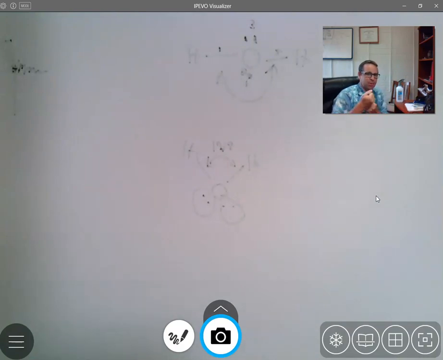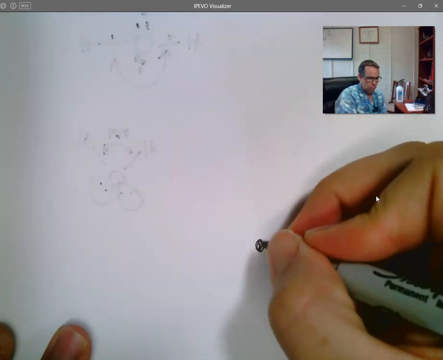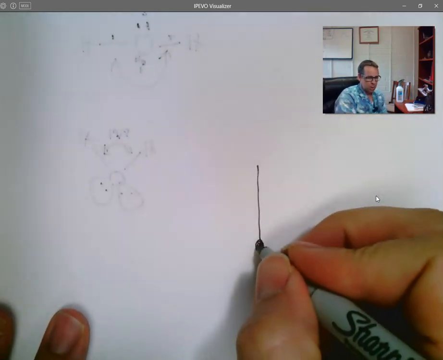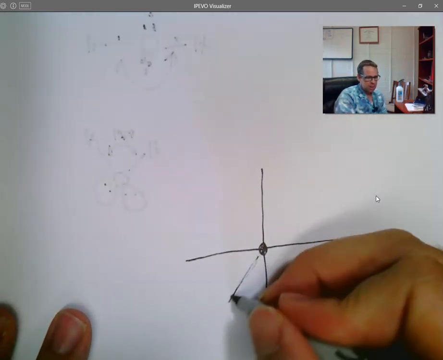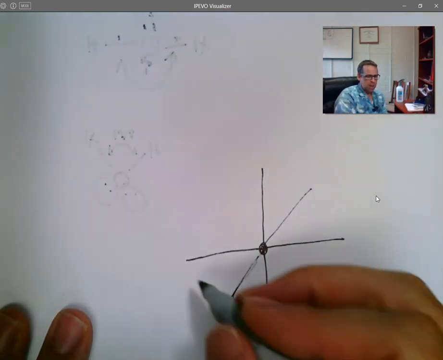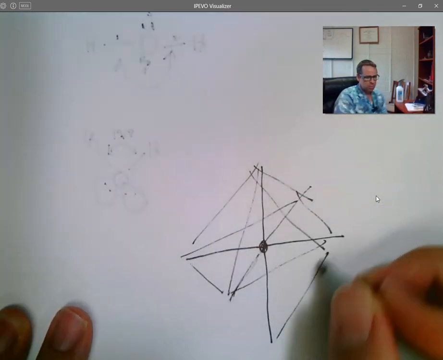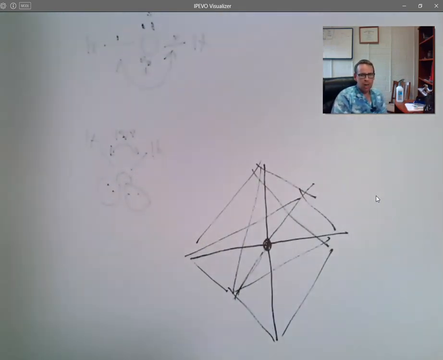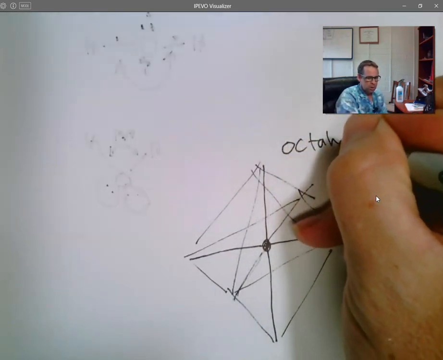If I take a central atom and add 6 ligands to it, then you can imagine one being up and one being down on the y-axis, one being right and one being left on the x-axis, and then a z-axis coming out toward us and then going way back into the plane. And the result of this shape, you could think of it as square bipyramidal, but we have a special name for this called octahedral.